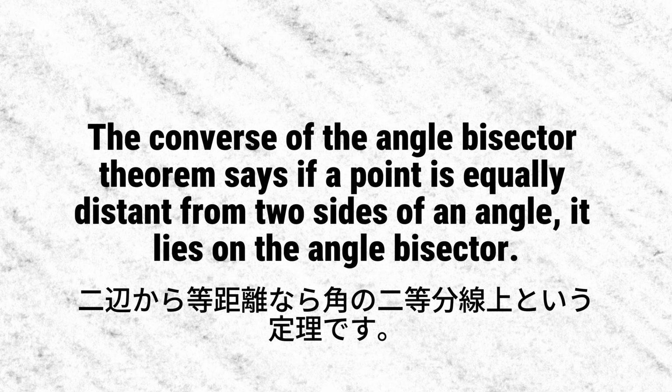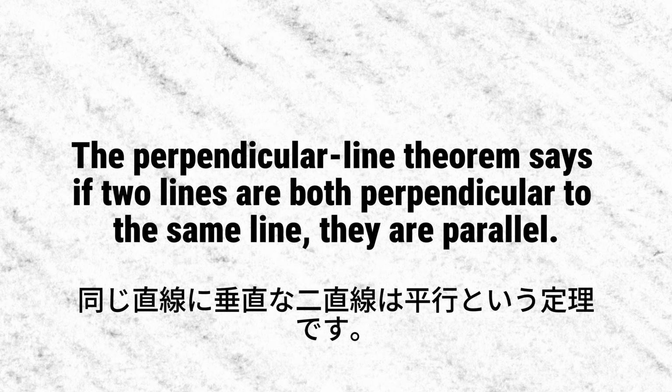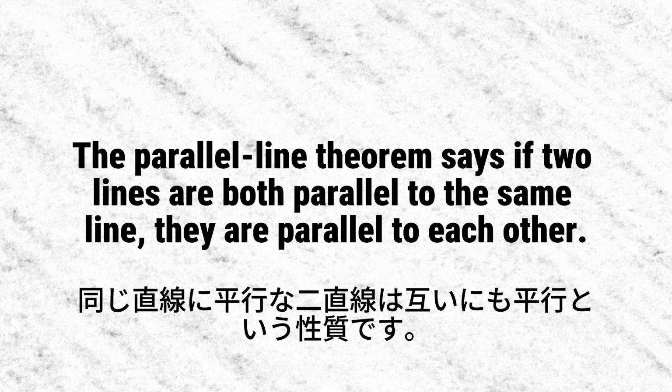The converse of the angle bisector theorem says if a point is equally distant from two sides of an angle, it lies on the angle bisector. The perpendicular line theorem says if two lines are both perpendicular to the same line, they are parallel. The parallel line theorem says if two lines are both parallel to the same line, they are parallel to each other.